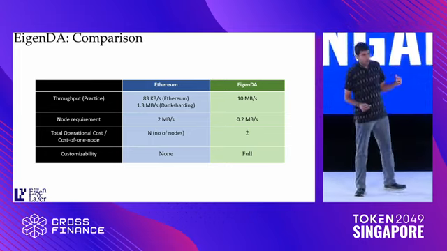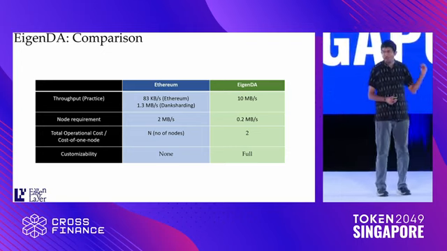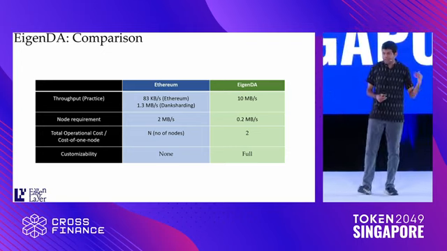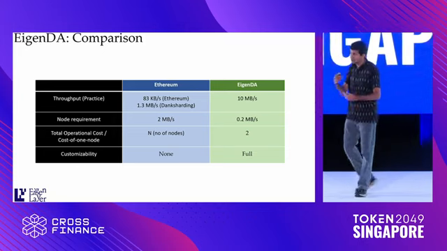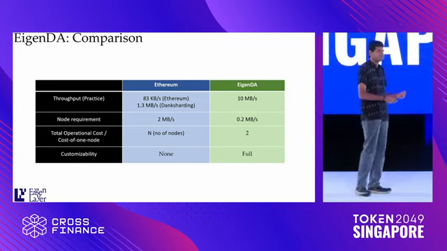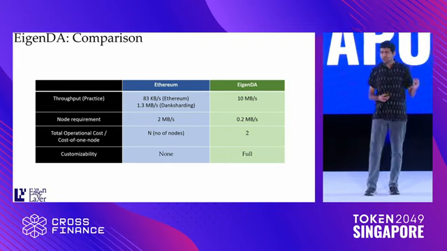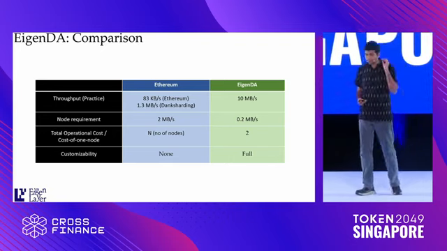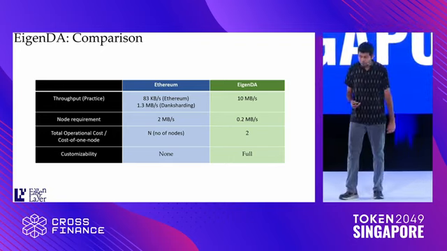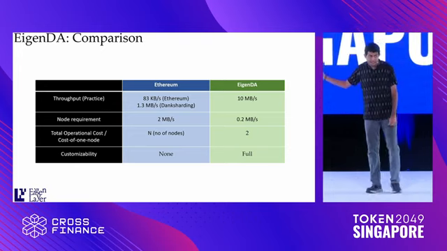EigenDA is built on some of the core ideas from danksharding, but is actually far higher throughput. It's because it's not designed to do all the things that Ethereum is doing, which is things like consensus. It only does data availability. By doing this, it's actually able to optimize for all this performance. The system's running at 10 megabytes per second.